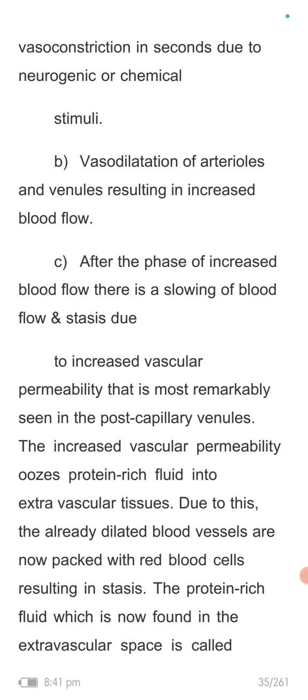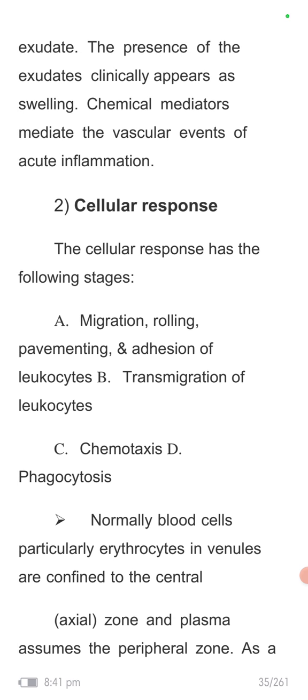The increased vascular permeability oozes the protein-rich fluid into extravascular tissues. Due to this, the already dilated blood vessels are now packed with red blood cells, resulting in stasis. The protein-rich fluid, which is now found in the extravascular space, is called exudate. The presence of exudate clinically appears as swelling. Chemical mediators mediate the vascular events of acute inflammation.